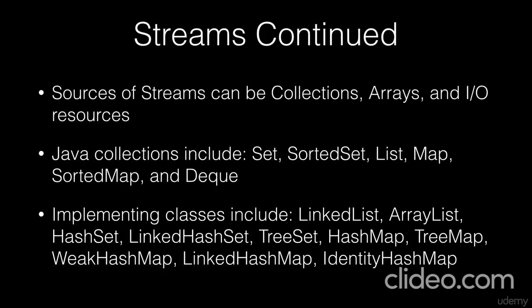Now, streams can be, like I said, collections, arrays, and input-output resources. A lot of the Java collections, actually I should say all the Java collections, are included in streams. That's a real nice feature. And just as a reminder, the Java collections include set, sorted set, list, map, sorted map, and deque for queuing operations. I've also listed a lot of the implementing classes here, and I'm sure there are other classes in addition to this. So essentially anything out of the Java Collections API, we can perform stream operations on.